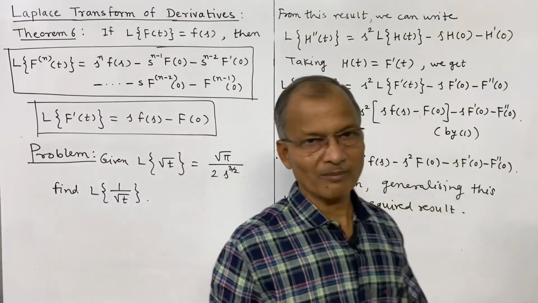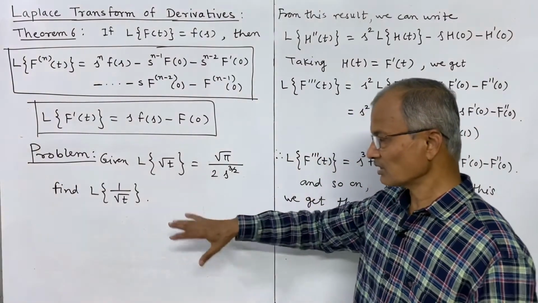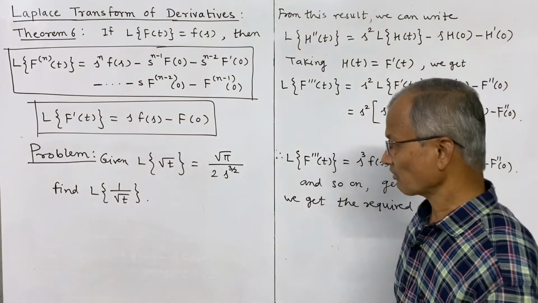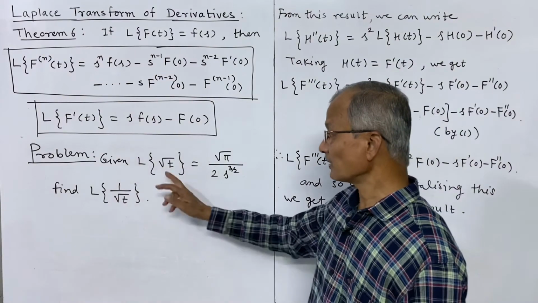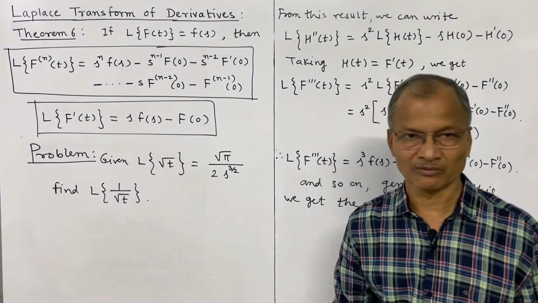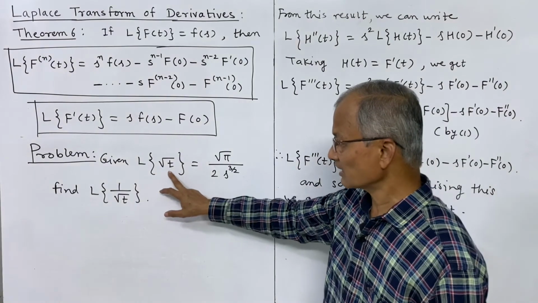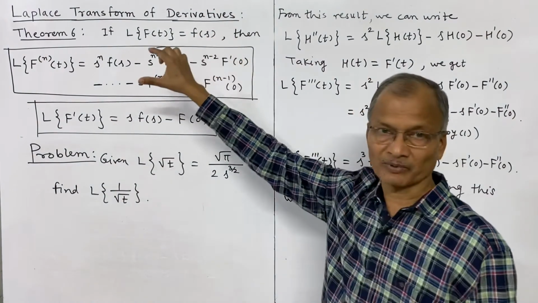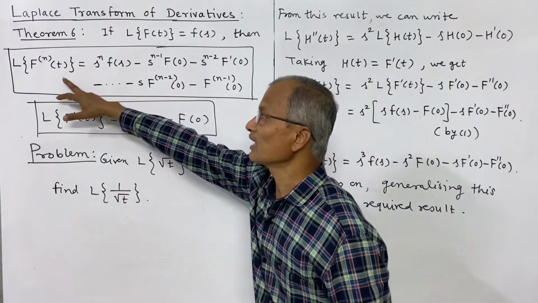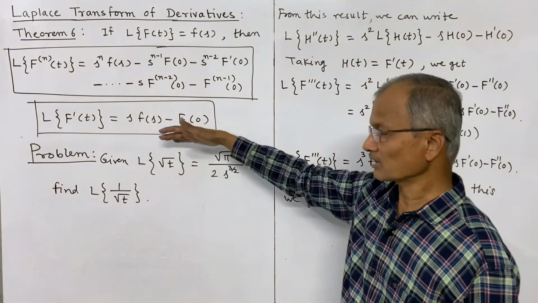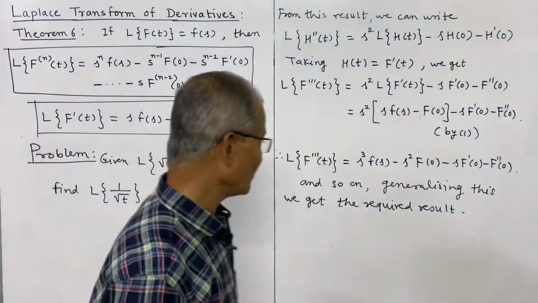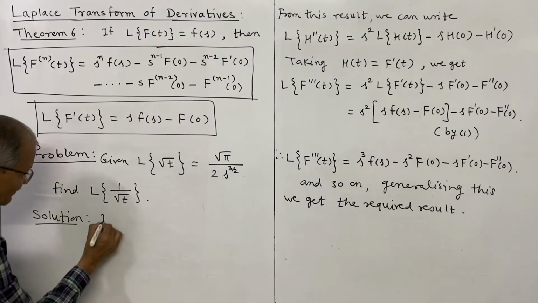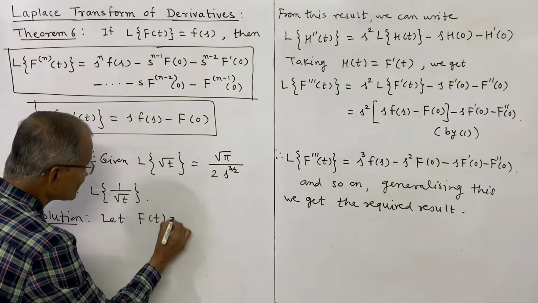So why is this problem considered? Because for the evaluation of this Laplace transform, we can apply the theorem on Laplace transform of derivative, because these functions can be expressed in terms of derivatives of each other. So we can take this as f of t. See, L of f of t is f of s, that must be obtained first, and then using that we can obtain the Laplace transform of derivative, first order, second order, third order, etc. So first of all we shall consider in the solution that let capital F of t be equal to root t.